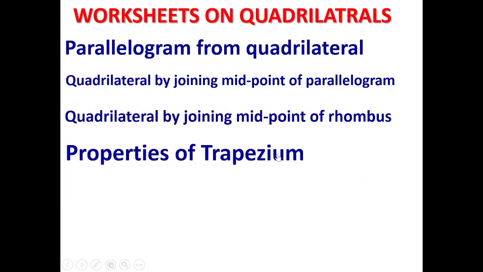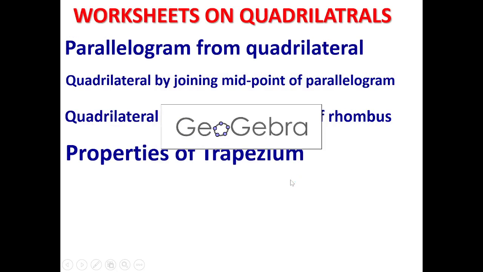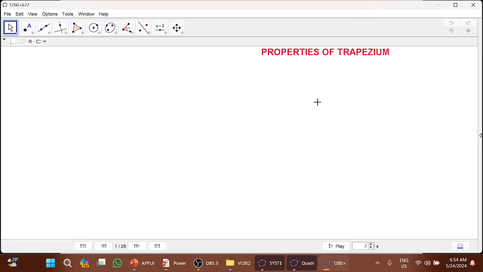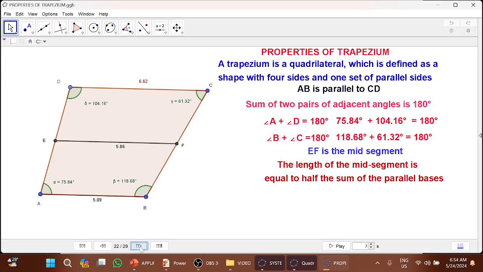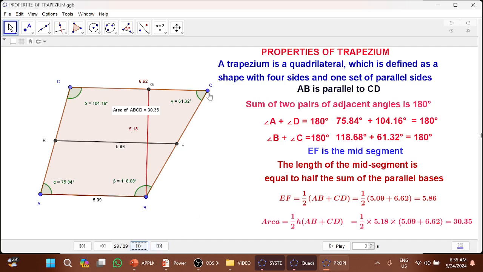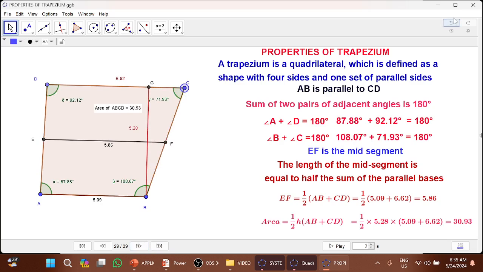Well, let us move on to properties of a trapezium. This is another idea where the child can visualize a trapezium and list out all its properties. All the properties of a parallelogram and a rectangle can be visualized through GeoGebra simply by drawing a trapezium over here. The length of the midsegment is equal to half of the sum of the parallel bases. The sum of the two angles on the same side is 180. This is how everything can be visualized.